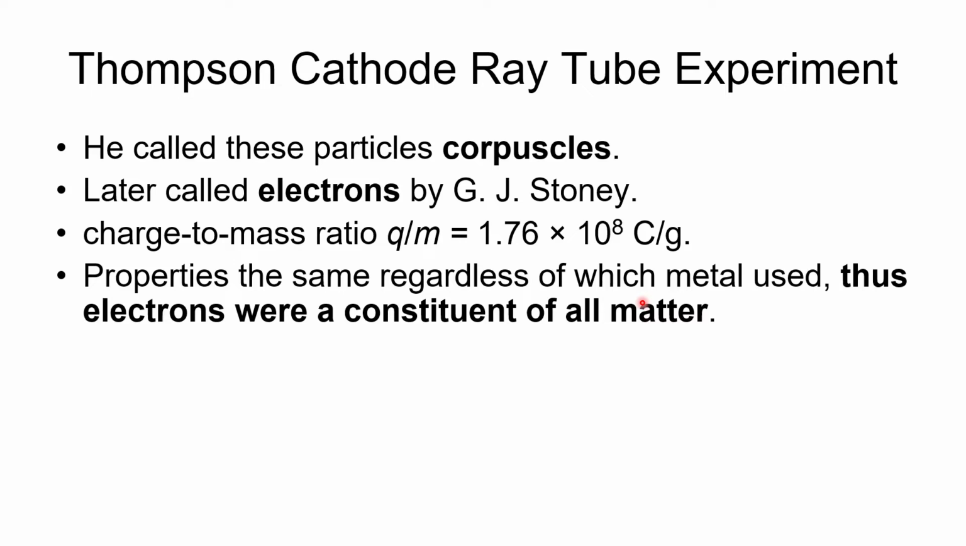Now, another thing that was interesting about this experiment, you remember the picture I showed you on the previous page? Well, on that picture, the cathode could be made out of different metals. It could be made out of iron or gold or copper or silver or platinum. And in fact, you can even make it out of something that's not a metal. Well, what Thomson discovered was regardless of which metal he used, he always got these same particles, and they always had the same charge to mass ratio. Therefore, he determined that these electrons must be a constituent of all matter.